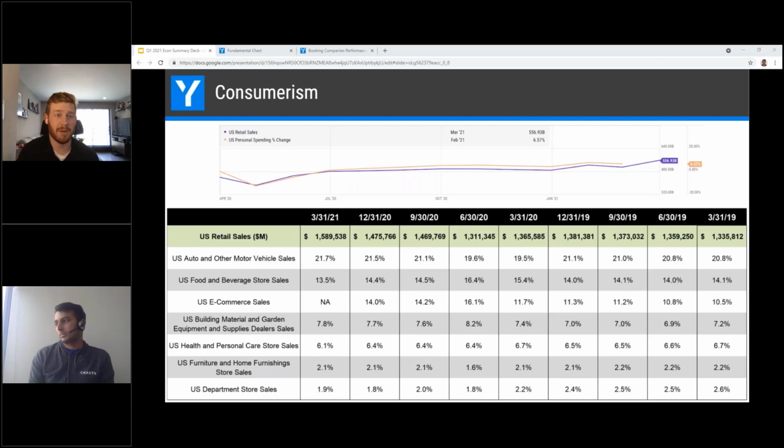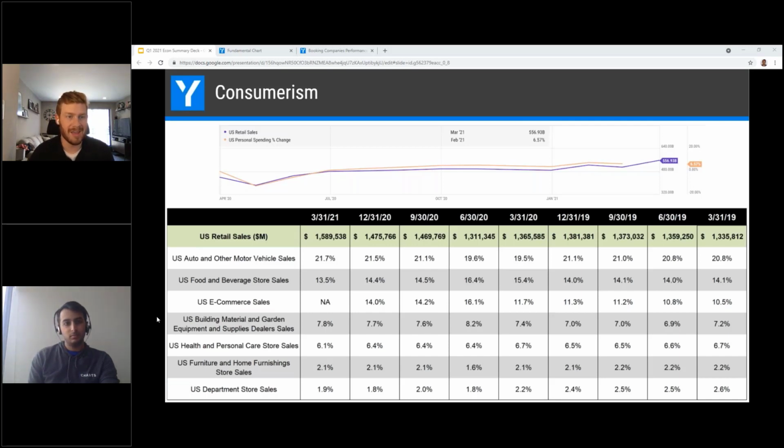But the percentage of those dollars that is going to different types of goods has shifted somewhat. So auto sales are taking a larger share of consumer spending, as are building and garden supplies, going back to the housing slides from previously. Building and garden both fit into that narrative pretty nicely. However, food and beverage and department stores are seeing less demand from consumers as of late.